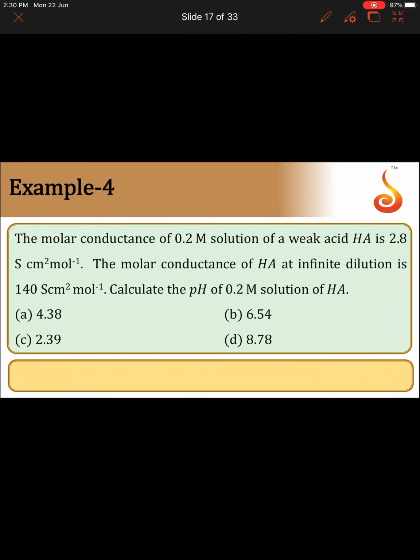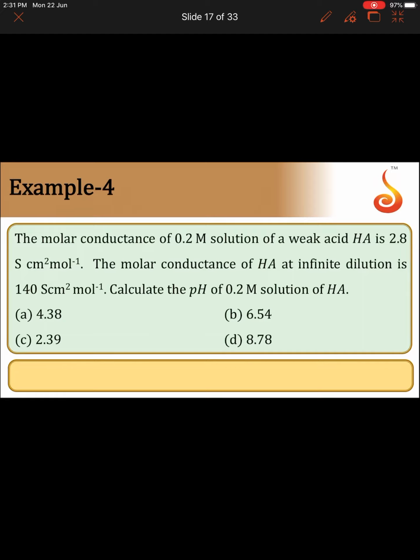The molar conductance of 0.2 molar solution of a weak acid HA is 2.8 Siemens centimeter square mole inverse. The molar conductance of HA at infinite dilution is 140 Siemens centimeter square mole inverse. Calculate the pH of 0.2 molar solution of HA.